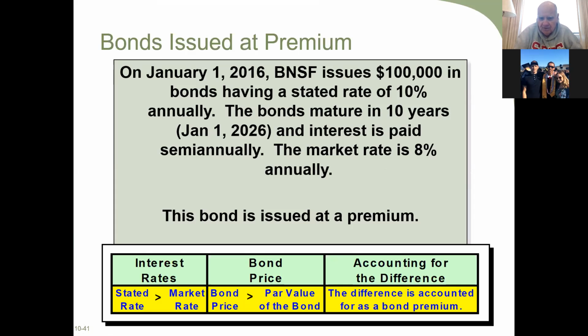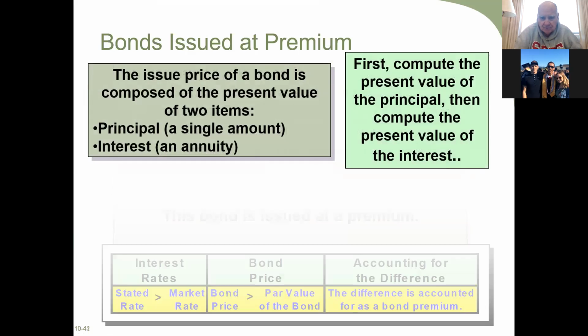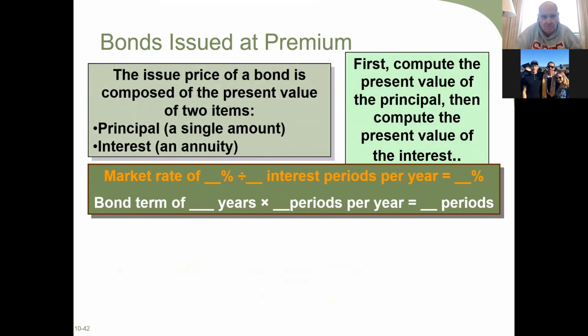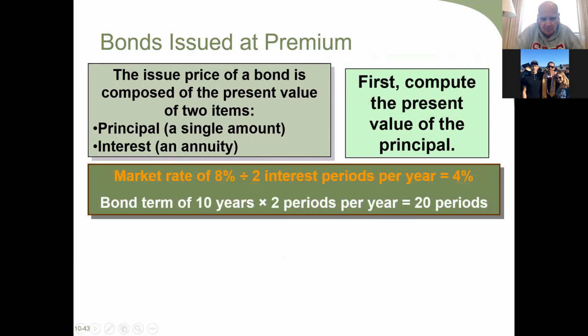Hooray for us. We're going to get more than $100,000. So the issue price, again, we have to get the present value of the principal, the present value of an annuity, add them up, and that's how much money we are going to get from the lender. Remember now, you always use the market rate when you go to the present value tables, never the coupon rate.